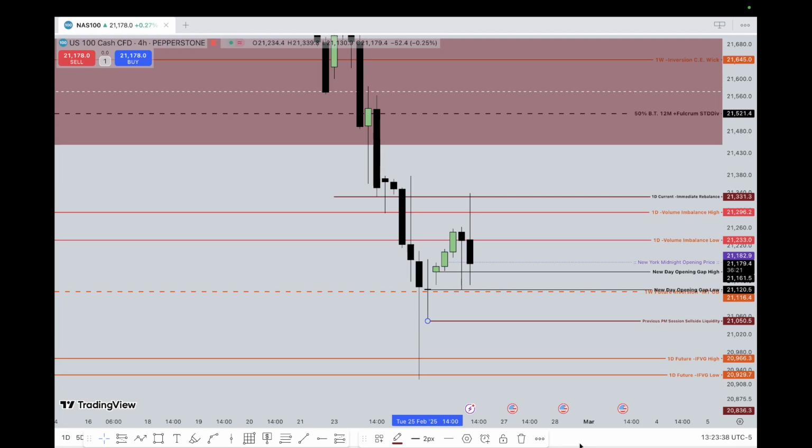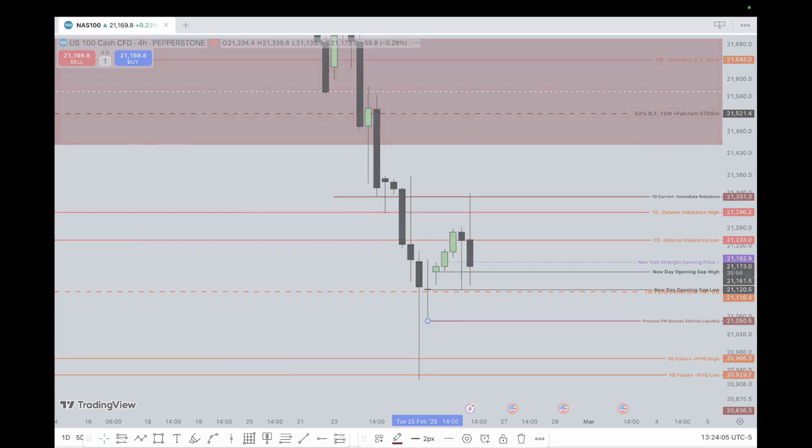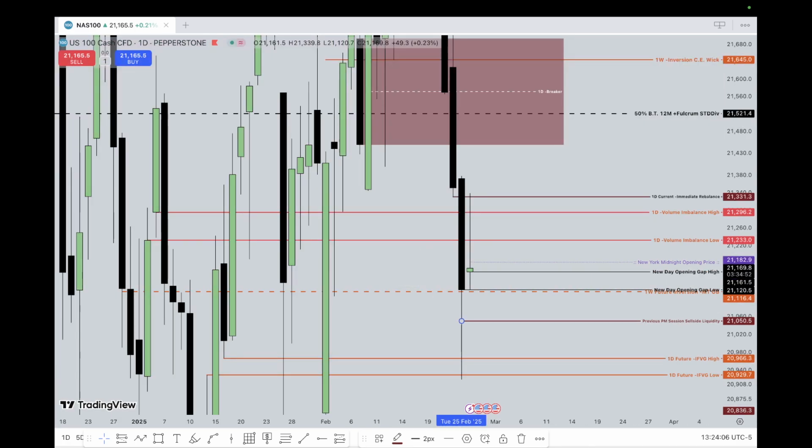So, what we're looking at here is the 4-hour chart of the Nasdaq as stated within the previous session. I have highlighted the fact that I would want to see the Nasdaq reach as high as creating an immediate rebalance in terms of the daily chart, which is exactly what we are seeing right now.